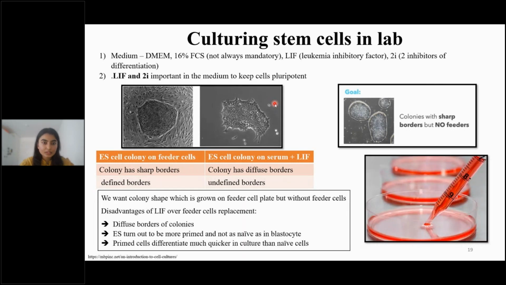Yeah, so normally, when we talk about the stem cell media, we have the DMEM, okay, then we have 16% FCS, which is not always mandatory, you can add it or not. Then we have the LIF, which is the leukemia inhibitory factor. I'll talk about it in a further slide. And also the 2i. So LIF and 2i are the main things, right?